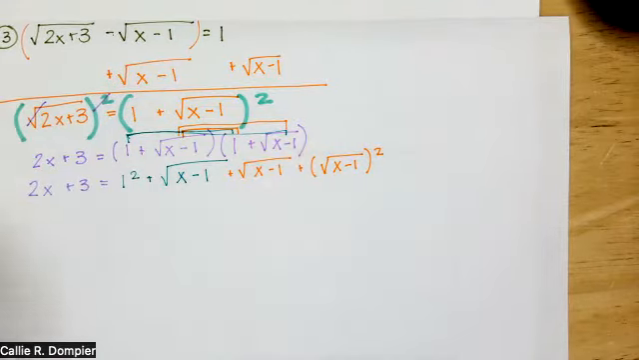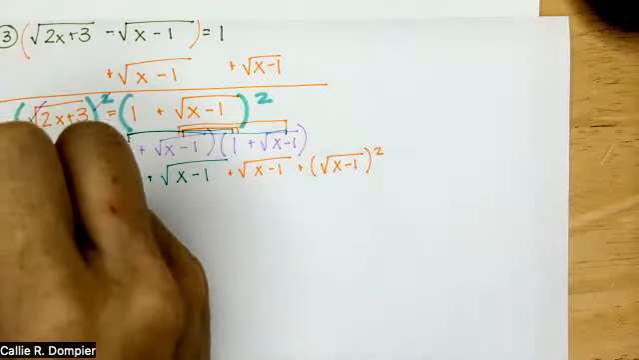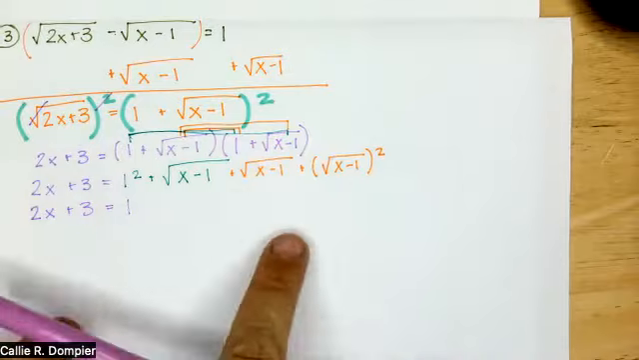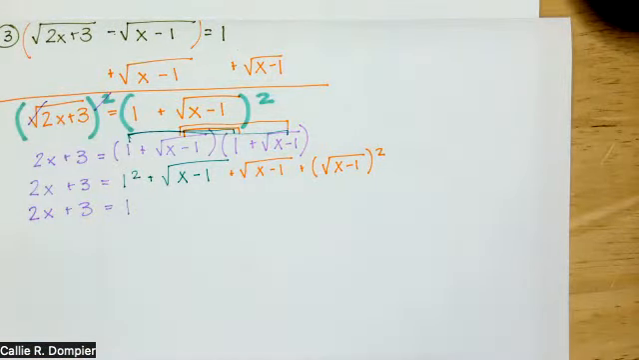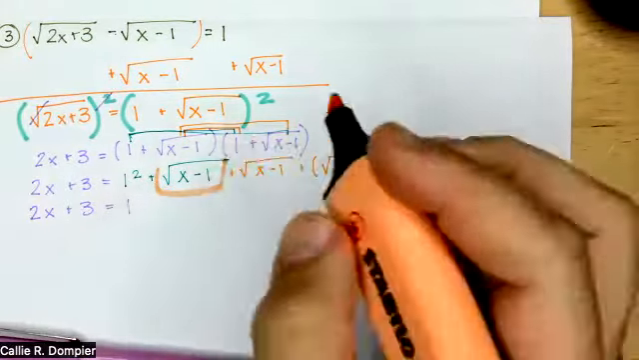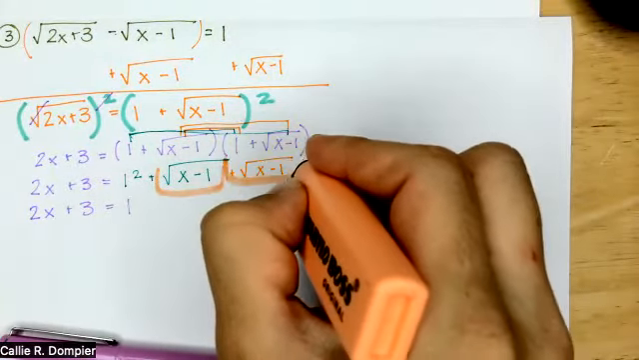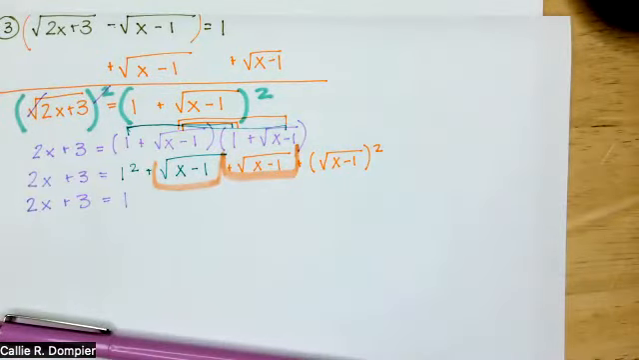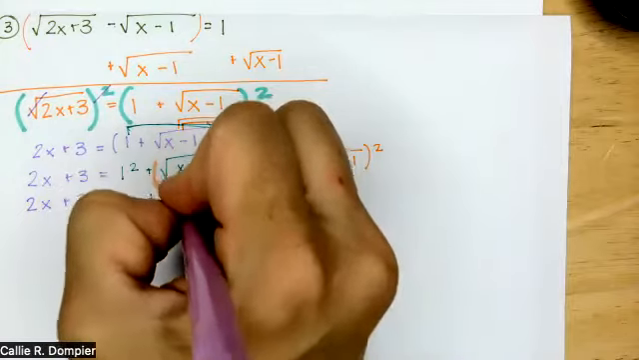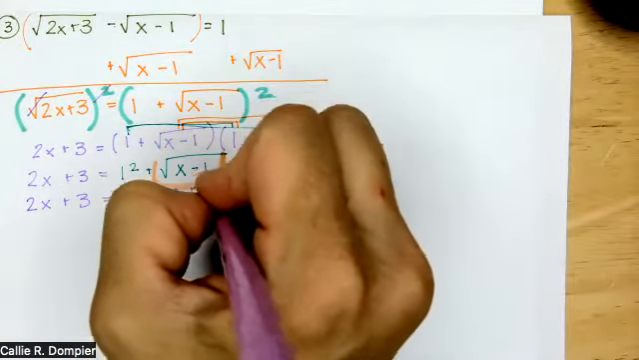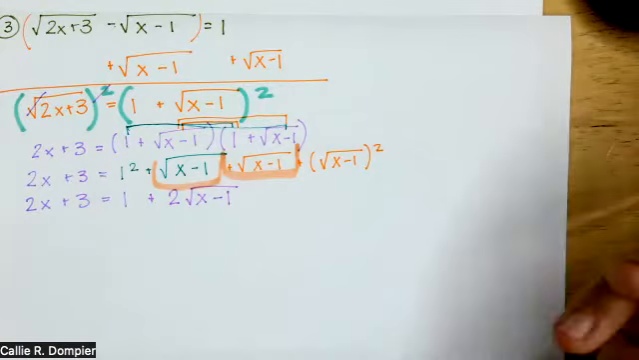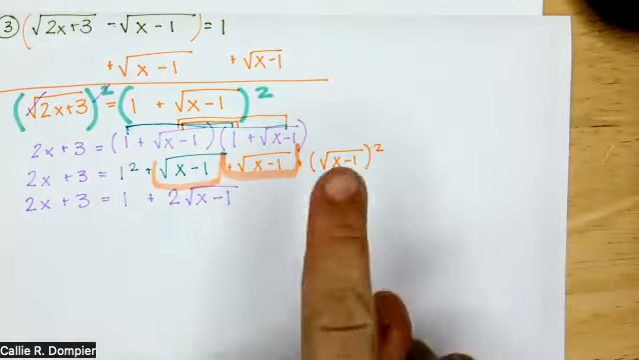All right, I'm going to write it again. Everything on this side stays the same. 2x plus 3 equals 1 squared, which is just 1. Let's look at this. We have the square root of x plus 1, and then we have the positive square root of x plus 1. We can just count those. There are 2 of them now, okay? So we now have 2 square root of x minus 1s. We're just combining those two like terms.